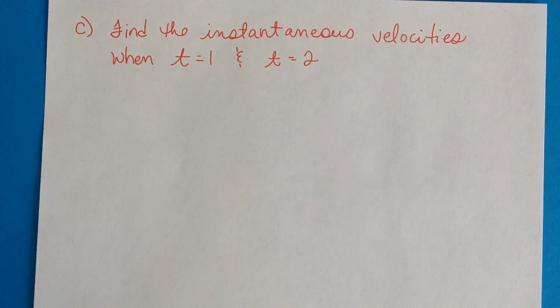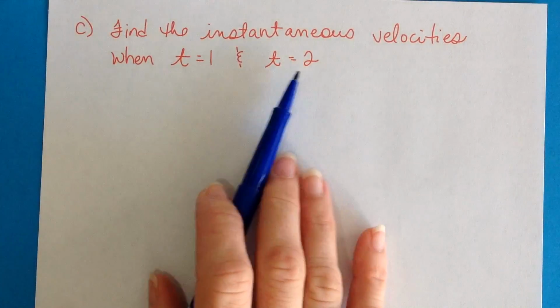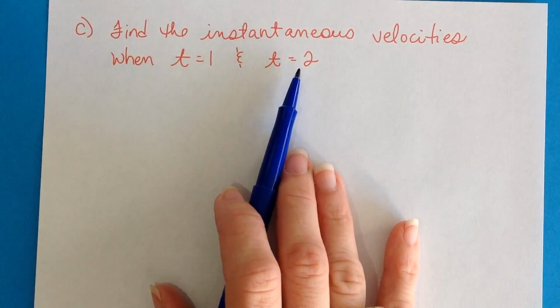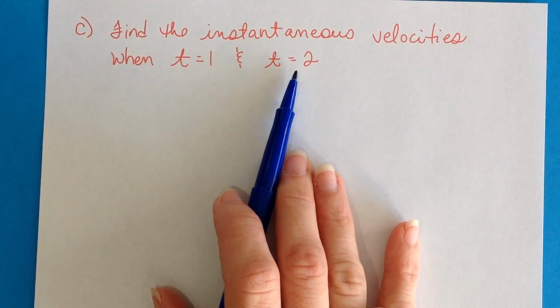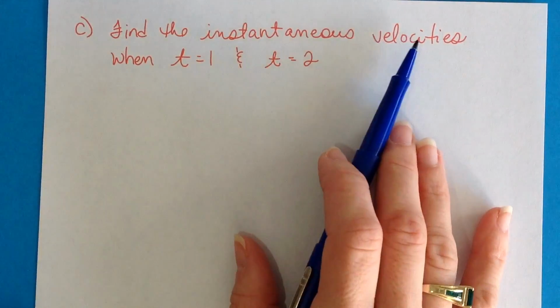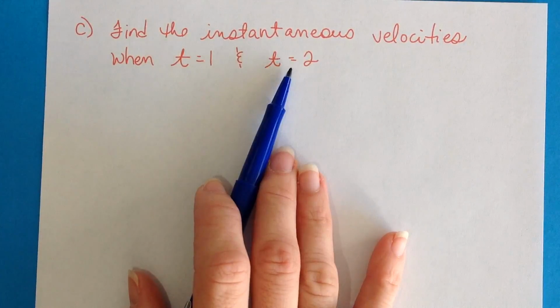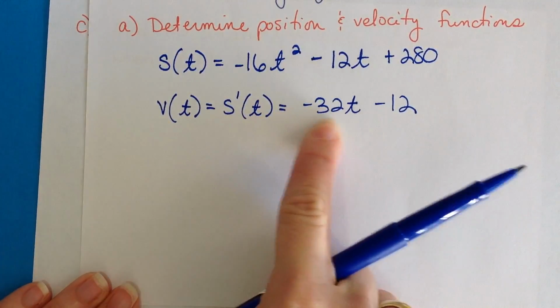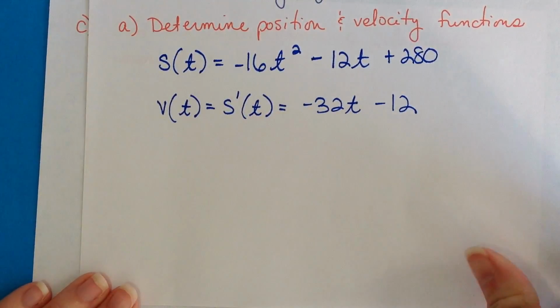So what we just finished doing was average velocity over a span of time, because we wanted to know what was the average from 1 second to 2 seconds. Now I want to know, what was the velocity exactly at just 1 second, and then what was the velocity exactly at 2 seconds. So since we're wanting the velocity at these two specific times, now you're going to go back and use your velocity function, which was the derivative, remember, of the position function.